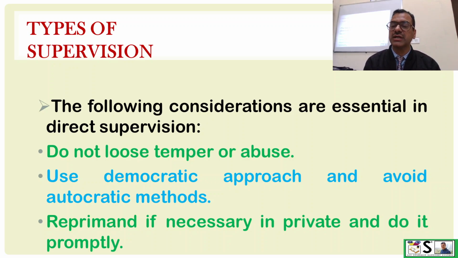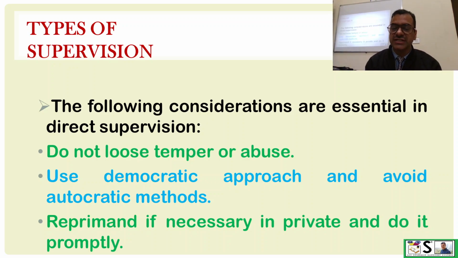Then use a democratic approach and avoid autocratic methods. Okay, do you know what is the democratic method and what is the autocratic method? Democratic means involving the subordinates in a friendly way. And autocratic means being authoritarian and shouting at the subordinates. So you should be democratic. You can ask for some ideas from the client or the subordinates. That system is known as democratic. So the supervisor should be democratic during direct supervision.